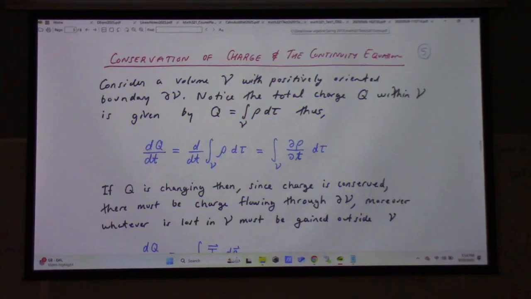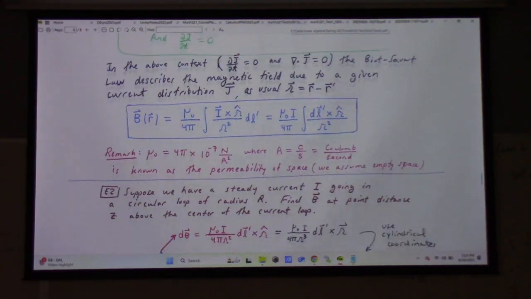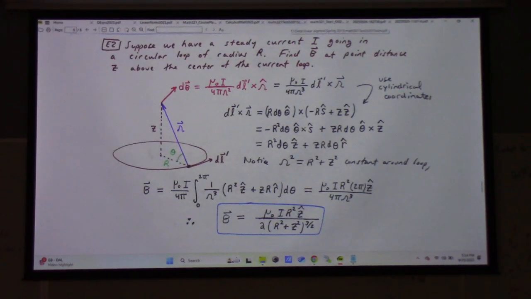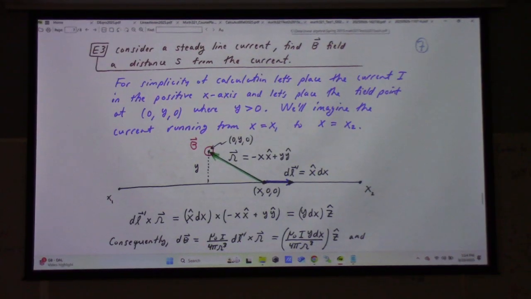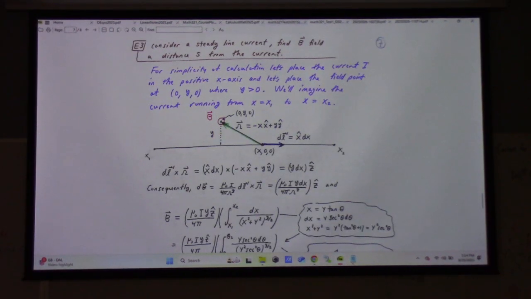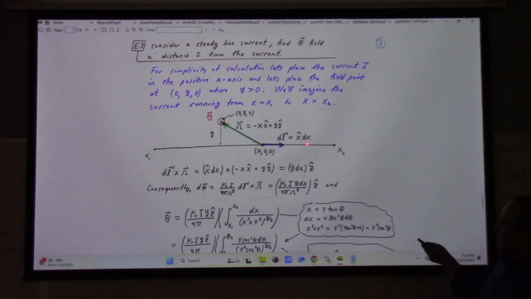Okay, so we talked about this, talked about that, and we did this example, right? The next example is the standard one that you all saw in 232. You have a line current, right? How do you find the magnetic field due to a long line current at a point, S from the current? So I'm going to put the current in the x direction.